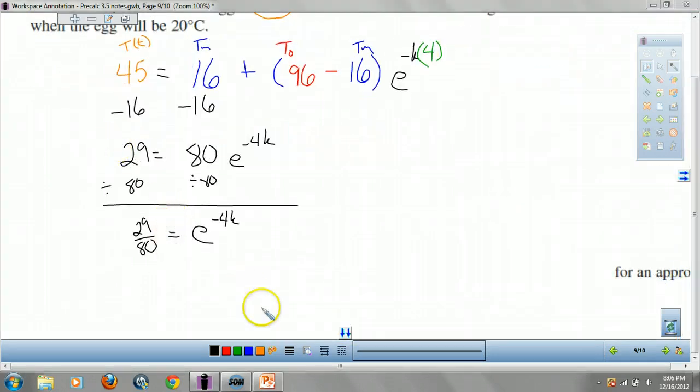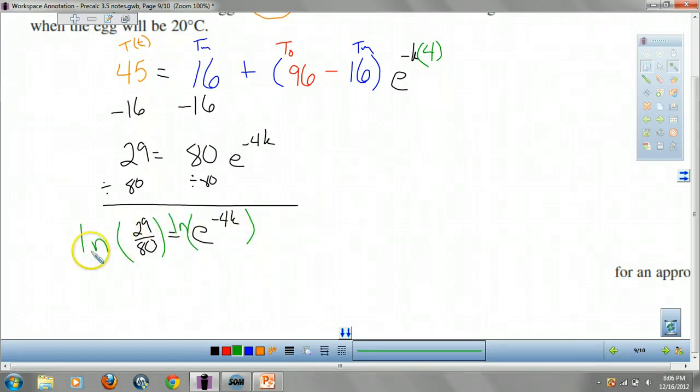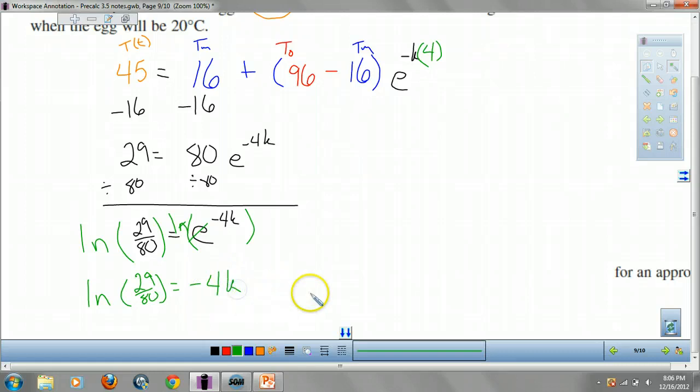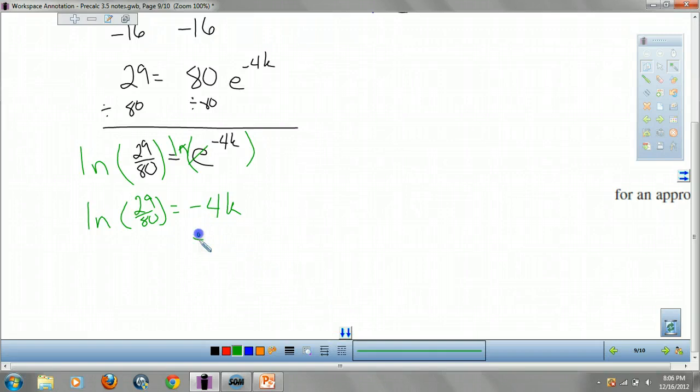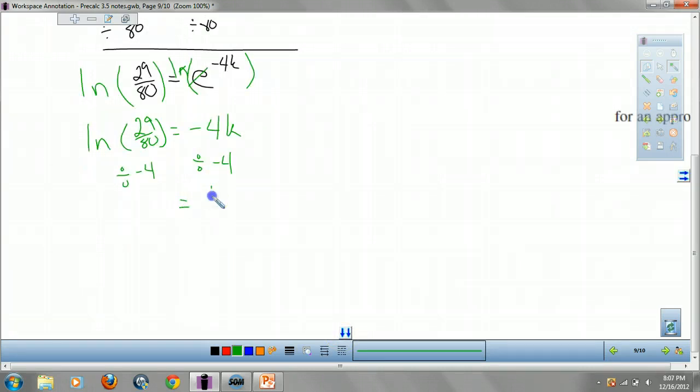What do we do now? I have an e. How do we get rid of e, guys? You use natural log. That's the inverse. So you take the natural log of both sides. I'm going to leave the left side like this for now. What happens to my natural log of e? They cancel, because the exponent comes out in front, so I'm just left with negative 4k. Now I divide both sides by negative 4. So my k is equal to the natural log of 29/80, divided by negative 4. And I'm going to do some calculator magic right now.